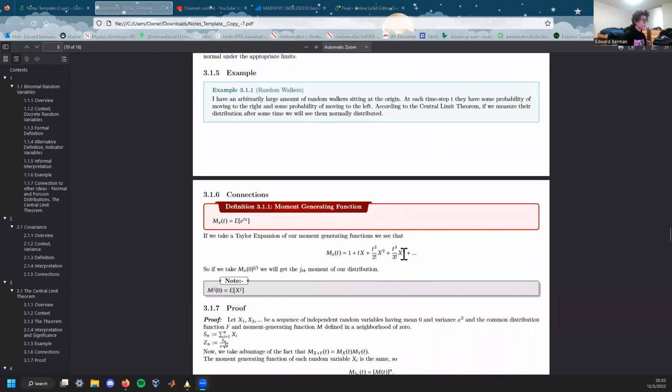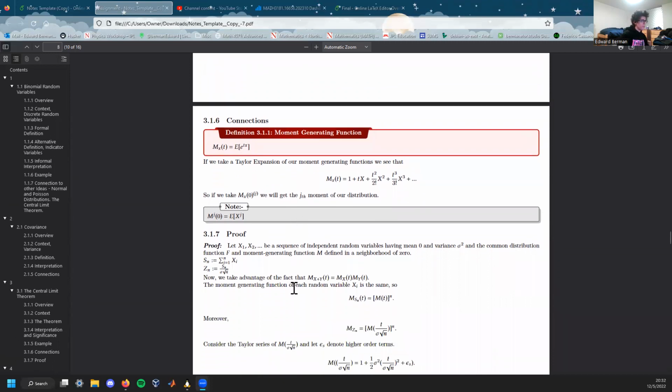And one thing I'd like to connect to is the moment generating function, which is helpful in proving it. It has this form, the expected value of e to the tX, and if we take a Taylor expansion, we will know that the jth derivative of this function at 0 gives us the jth moment of the function, hence its name. So now we're going to prove the central limit theorem.